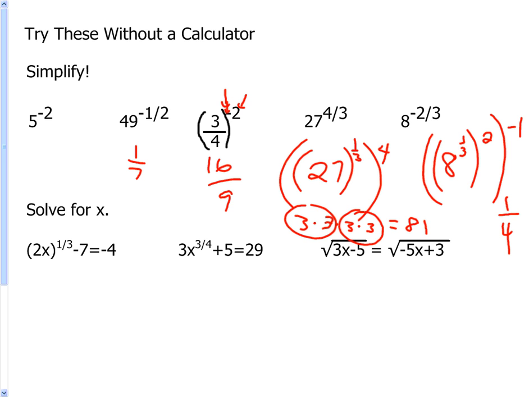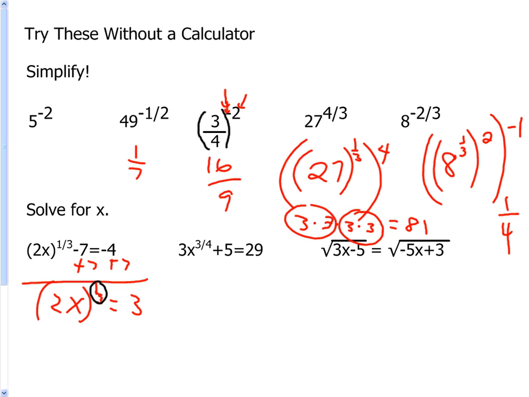Next, we have this one, and the common mistake involves doing this. First, they add 7 to both sides. Is that okay or not? Yes. Then, they divide by 2 on both sides. Is that okay or not? No, it's not. Why isn't it okay to divide by 2? Yep. First you add 7, and then you'll have 2x in parentheses to the 1/3 equals 3. Then you got to get rid of this 1/3 first before you get rid of the 2.